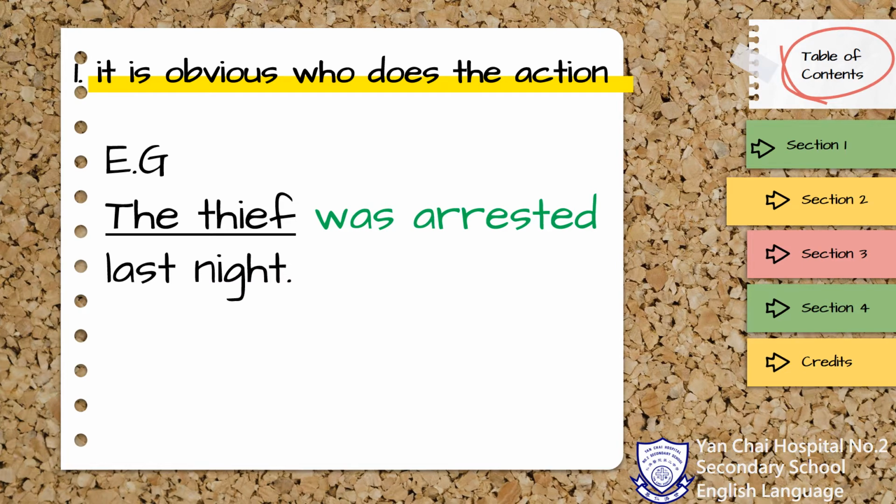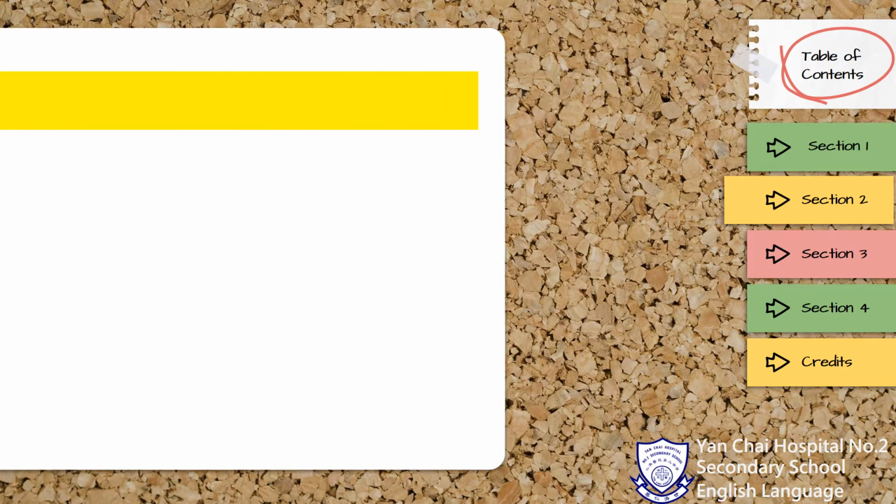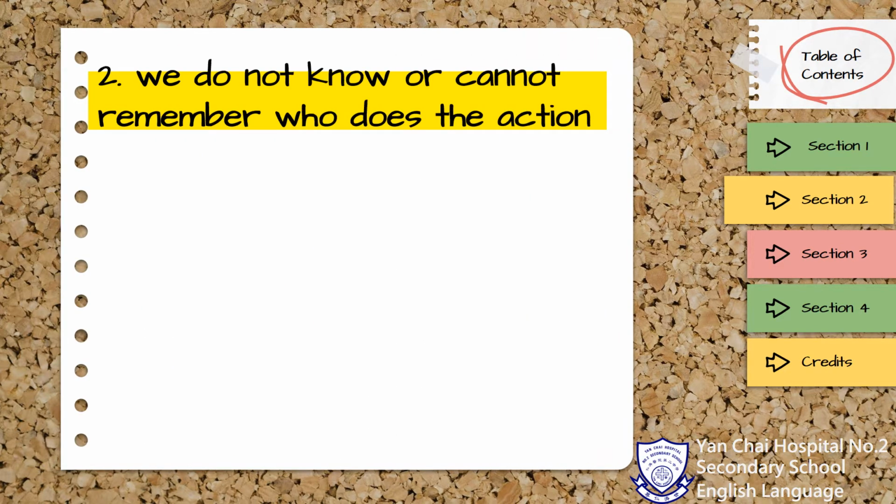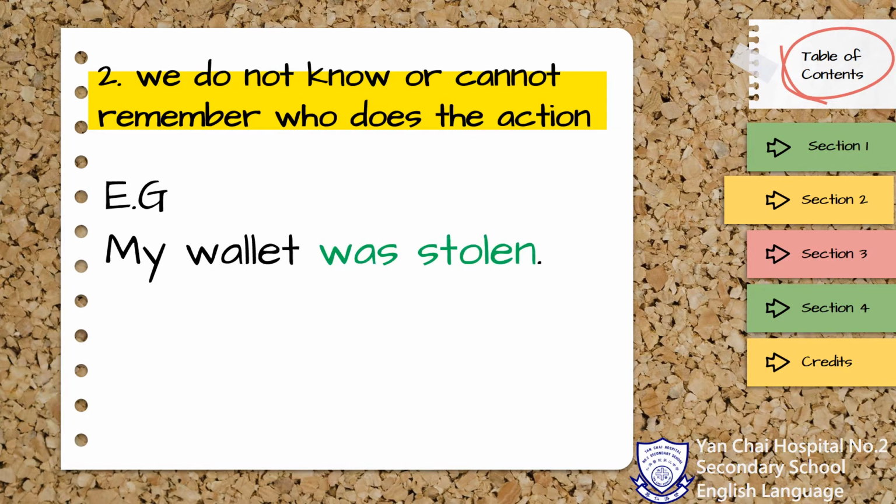So for the first one, it is obvious who does the action. For example, the thief was arrested last night. So here it is obvious that the police do the action. Second, we do not know or cannot remember who does the action. So for example, my wallet was stolen. So we do not know or we cannot remember who stole our wallet.